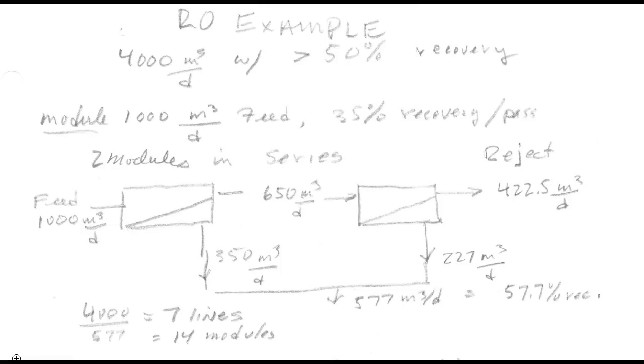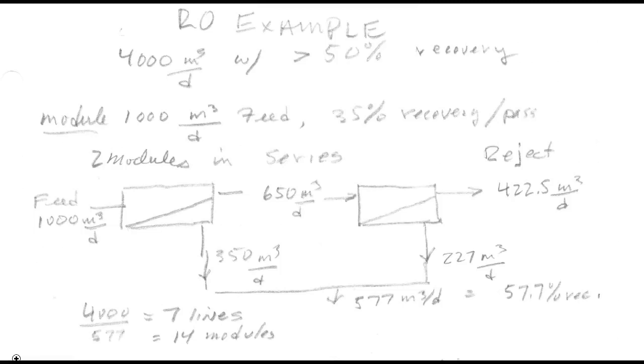So with two modules in series, the first module would receive 1,000 cubic meters and produce 350 cubic meters per day, where the second module would receive 650 cubic meters per day, which is obviously less than its stated capacity, and produce 227 cubic meters per day, for a total of 577 cubic meters for the two modules. That would be a recovery of 57%.